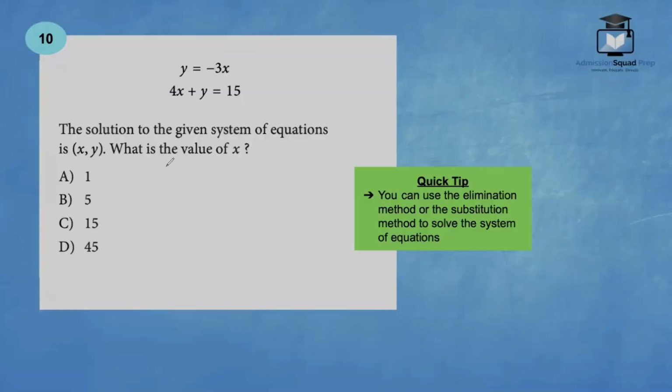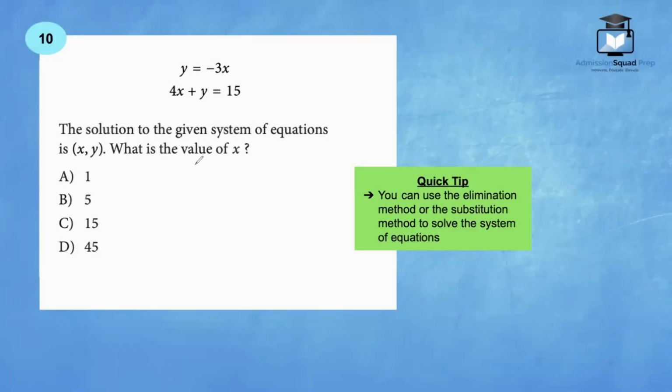Let's continue. The solution to the given system of equations is x comma y. What is the value of x? So when solving a system of equations algebraically, you have two options. You can do the elimination method or the substitution method. But typically, when one of the equations is already set equal to one of the variables, meaning the variable is already isolated, I prefer to do the substitution method because I can simply replace y with negative 3x.